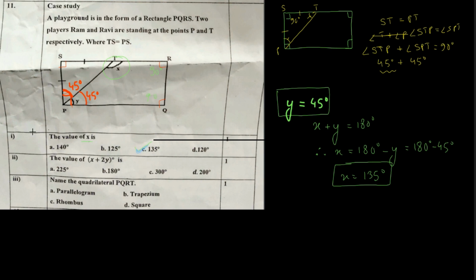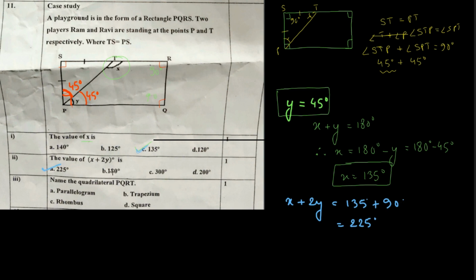Then it says the value of X plus 2Y. So X plus 2Y. I know the value of X. Y is 45. So what is the value of X plus 2Y? X is 135. So X plus 2Y would give me 135 plus 2 times 45, which is 90, which would be 225 degrees, right? So I have the answer as 225 degrees.